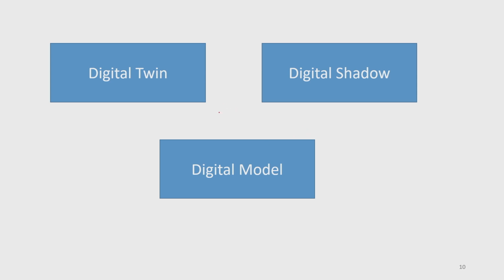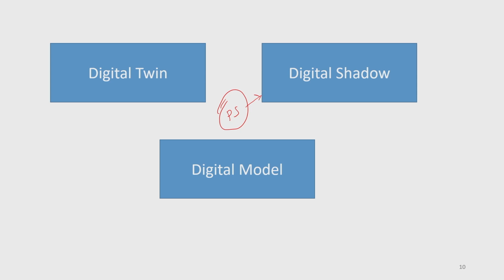Suppose this is the physical thing, the physical system. A digital model does not have any connection, but a digital shadow is the type of thing which can take data from the physical system, but it cannot do anything to it. It cannot change the physical system. So that is called a digital shadow.